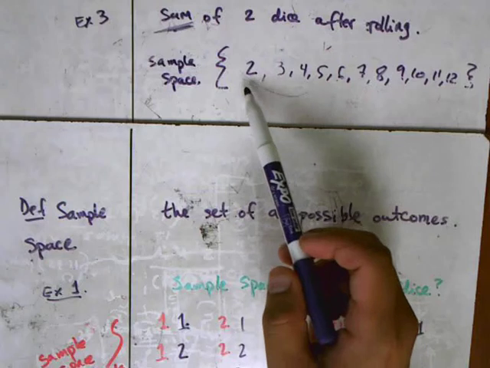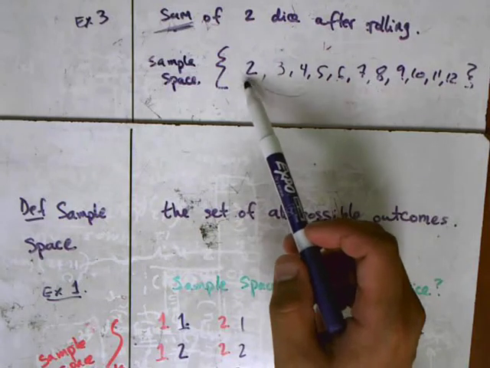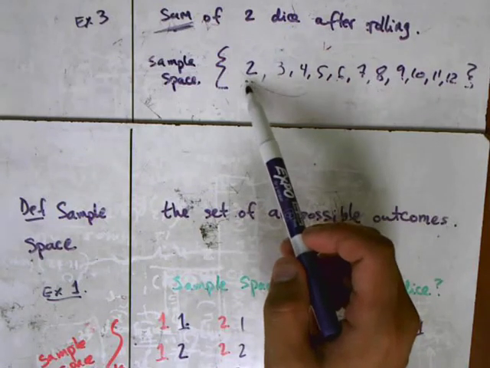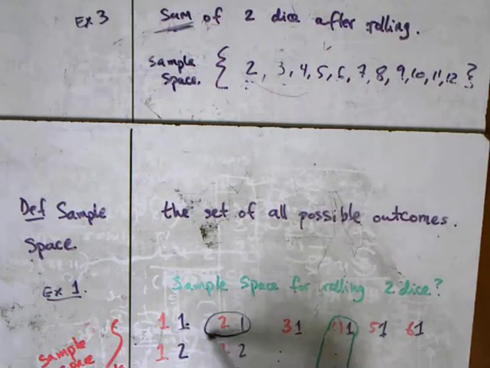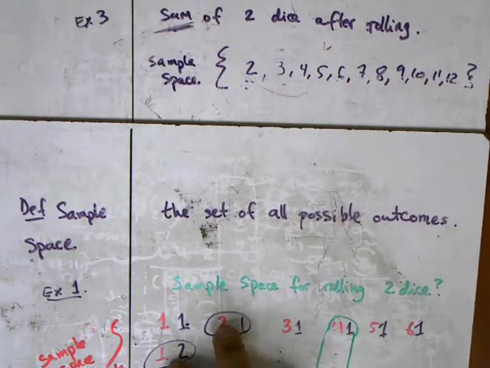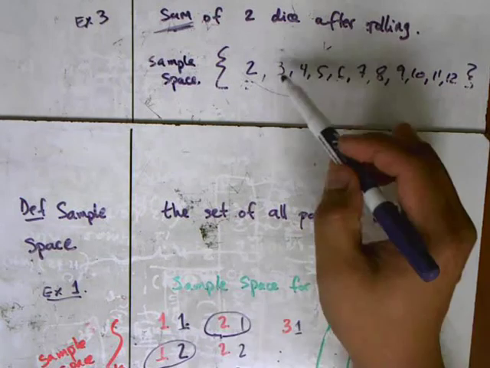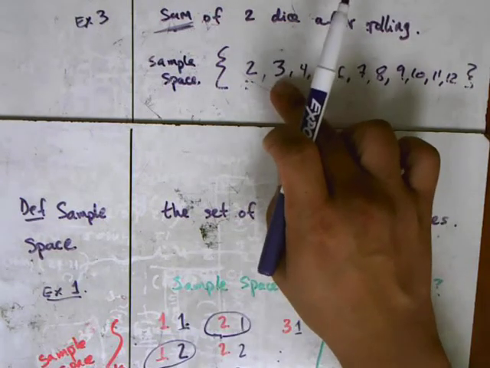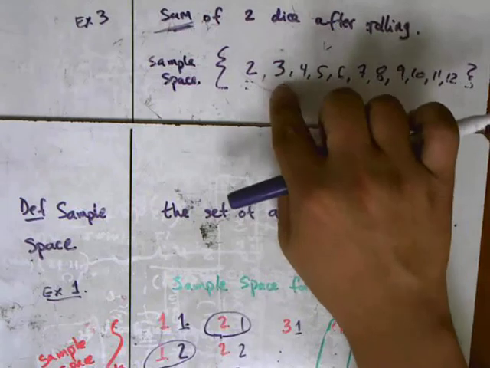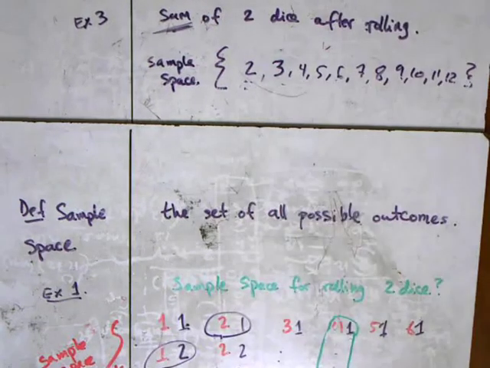So in other words, all of the possibilities that add up to 2 are captured in here. All of the possibilities that add up to 3, in other words, this here adds up to 3. This also adds up to 3. So these two events are captured in this single number here, because this is the sum of these two dice.